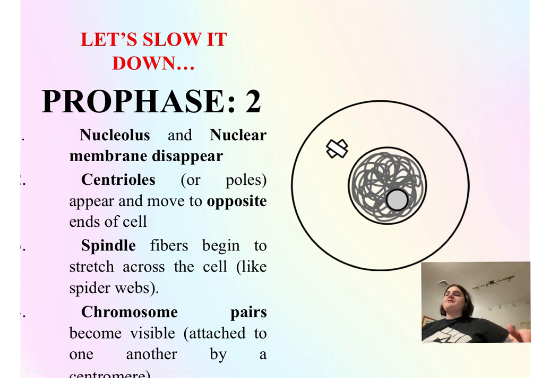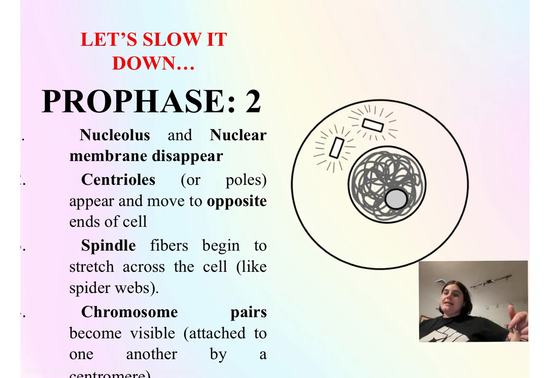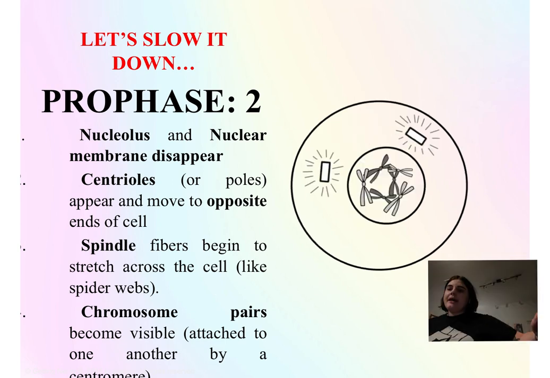Prophase is the first phase of mitosis. The nucleolus and the nuclear membrane disappear. Centrioles, these little white rectangles here, or poles, appear and move to opposite ends of the cell. As you can see, they're moving to opposite ends.